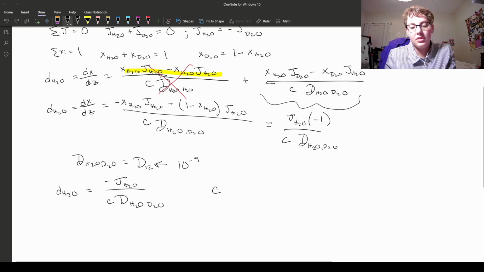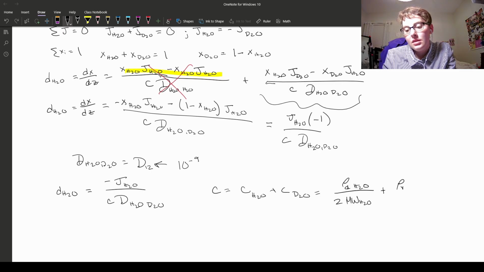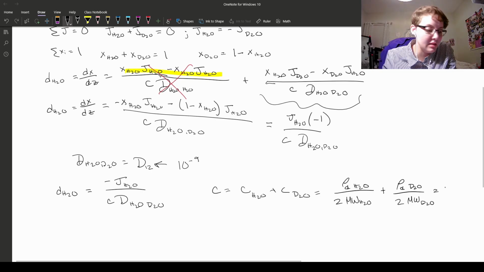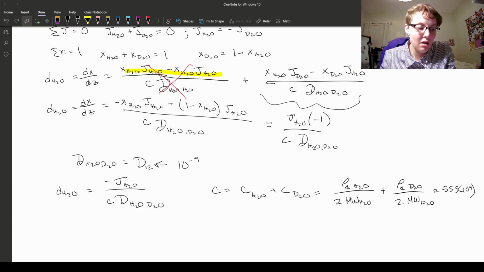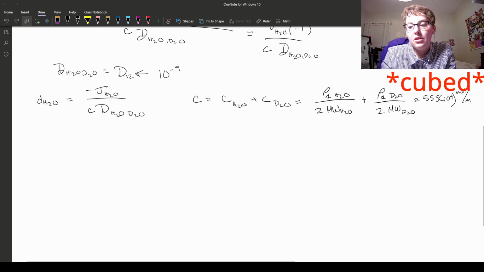Then we're just going to need that total molar concentration, and we know that's equal to the concentration of H2O plus the molar concentration of D2O. And from our previous problem that we solved, we know that that is equal to the density of H2O over 2 times the molecular weight of H2O plus the density of D2O over 2 times the molecular weight of D2O. And when we plug in the numbers for that, that is equal to 5.55 times 10 to the 4th, and that is in terms of moles per meter squared.